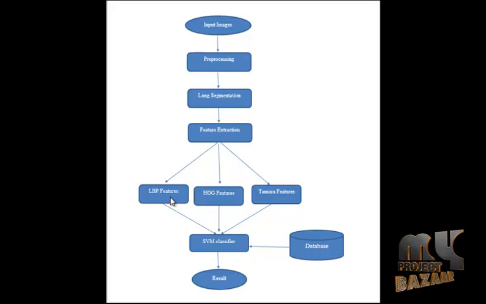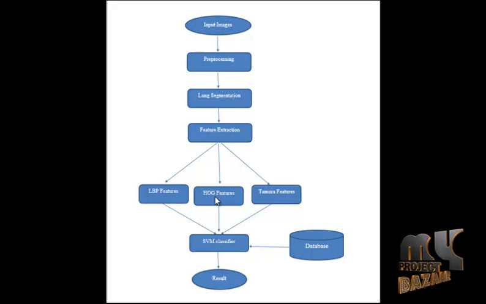LBP stands for local binary pattern. It is a type of feature used for classification in computer vision. LBP is a particular case of the texture spectrum model proposed. The binary pattern will be created. After this, the histogram feature is used from the binary pattern images. After this, we go for the HOG feature. It stands for histogram of gradients.